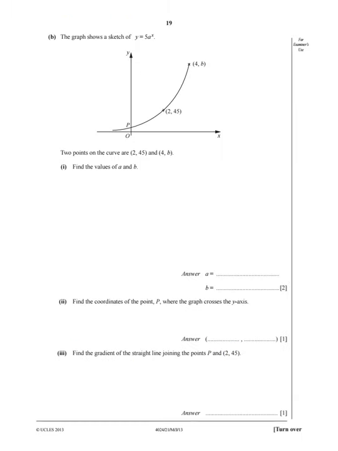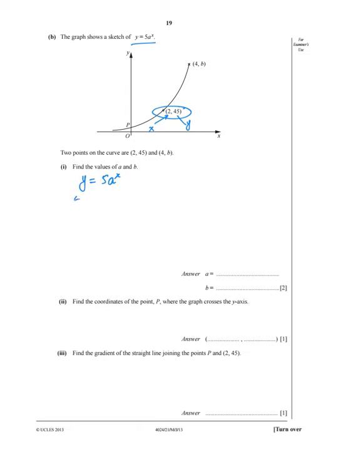In the next part, it says that the graph shows a sketch of y equals 5a to the power x. 2 points on the curve are (2, 45) and (4, b). Find the values of a and b. Alright, so you have an equation of the graph, that is y equals 5a to the power x. If you observe the point (2, 45), that lies on the curve. That means I can place the value of x, that is 2, and the value of y, 45.